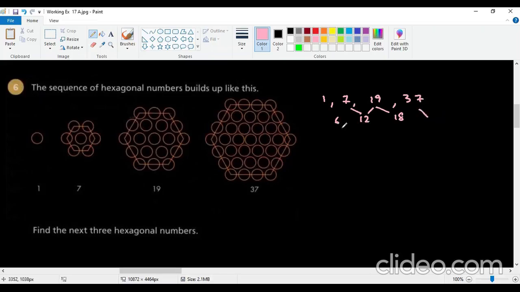So this is the table of 6. 6 times 1 is 6, 6 times 2 is 12, 6 times 3 is 18, 6 times 4 is 24. And when 24 is added to 37, it gives us 61. And then 6 times 5 is 30, so the next number is going to give us a 91.